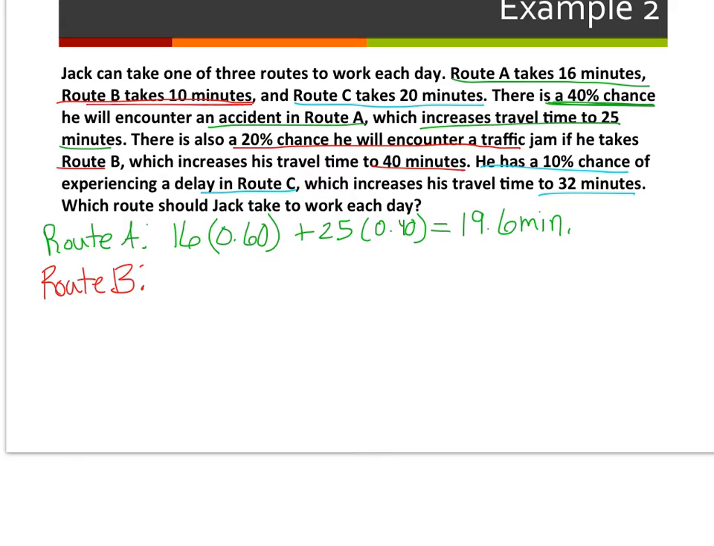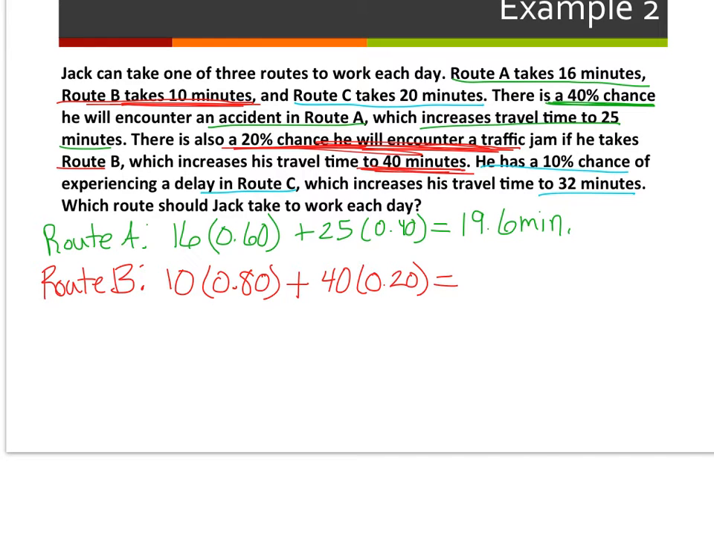We are told that it takes him 10 minutes on route B on a good day. Now, we're also told that there's a 20% chance that he'll encounter traffic on route B, which will increase the time to 40 minutes. So there's a 20% chance of the traffic jam, which means there's an 80% chance, or 0.80, that it'll only take him 10 minutes. So 80% times 10 plus the 20% times 40, or 0.20.